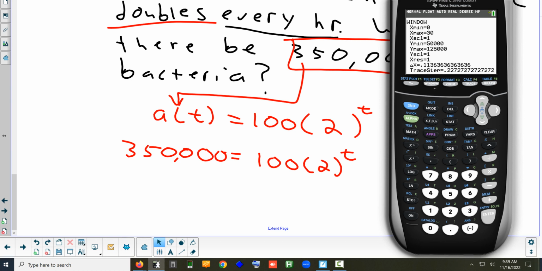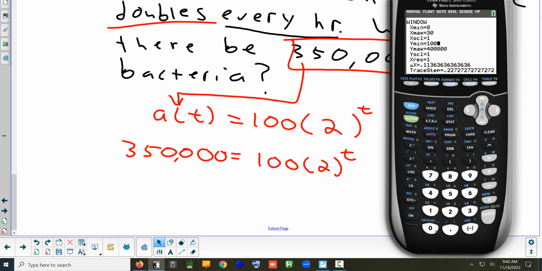And on my window, what should I set my Ymax to? Okay. Like somewhat over 350,000. Yeah, so I would say, I don't know, we could just change that to 400,000. Y min, I would go below 50,000. I would set it to the start value because we know that's as low as it's going to go.